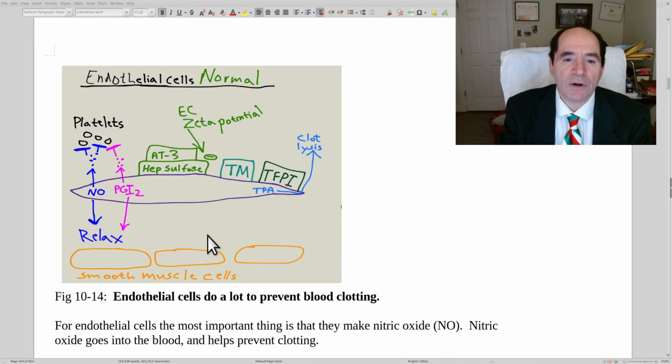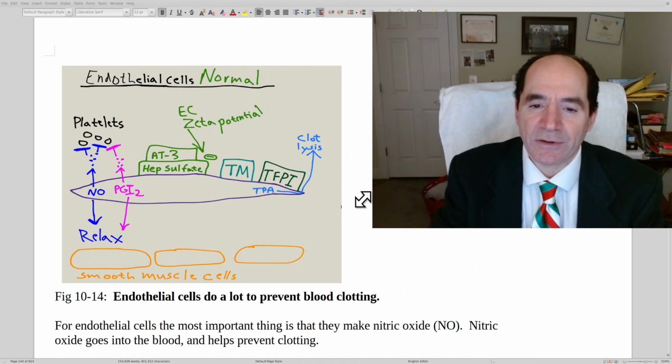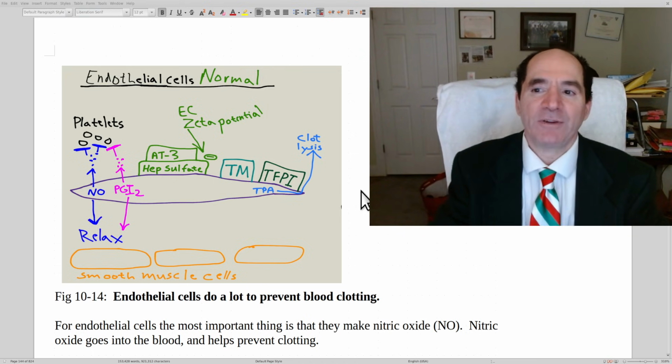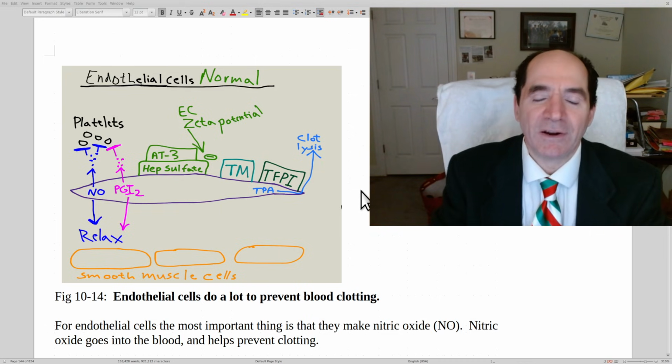The most important thing to know, if you only know one thing about the endothelial cells, the arterial lining cells called endothelial cells, and endo means inside, so they're inside the lumen of the artery, the most important thing is that it makes nitric oxide.